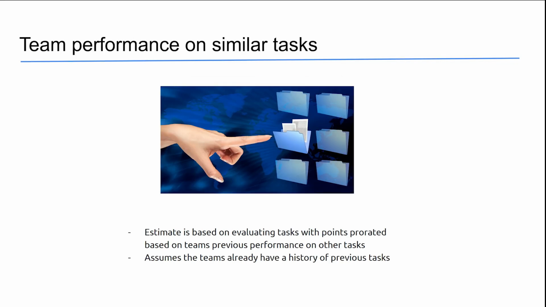Team performance on similar tasks. This technique assumes that there was a work history for the team that is participating in the development. First, based on the complexity of tasks the team performed in the past, conditional points are assigned to measure the relation between the task size and the timeline of their execution. After that, those measurements are applied to the new tasks that are estimated prorated to their size.